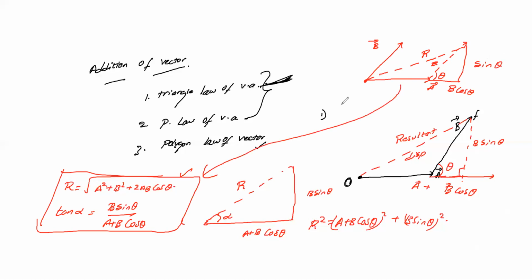Here alpha will be your angle between the resultant and one of the vectors, the shorter path. So this is your formulas. Both triangle and parallelogram have the same formulas. Take it.